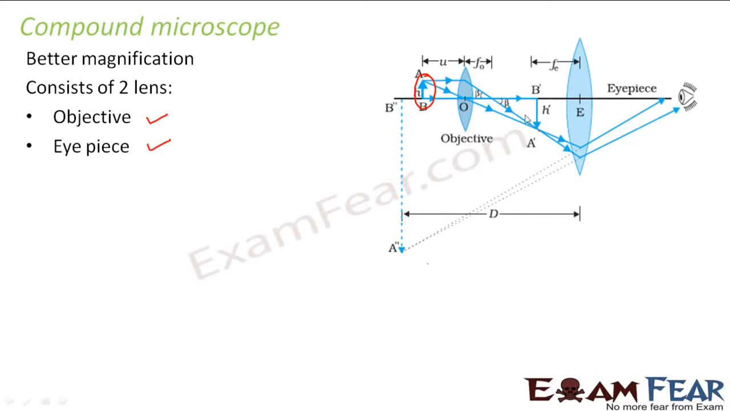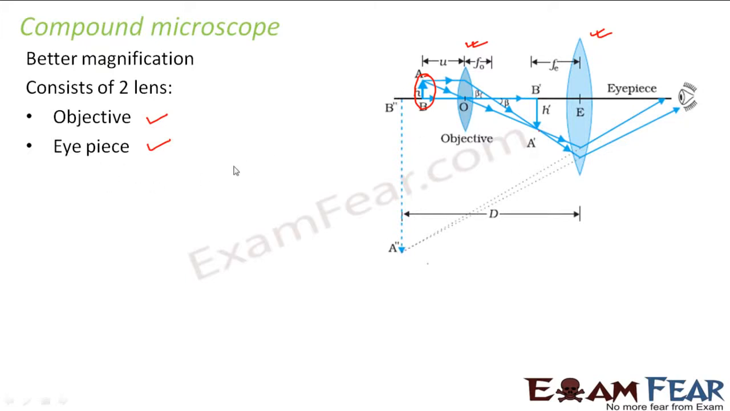Now the first image was formed in such a way that it is near the first focal point of the eyepiece. As a result, the next image which was formed is again a magnified image. So this second lens behaves in a similar way as the simple microscope. For the first lens, it gave a real inverted image. But the second lens gave a virtual erect image.